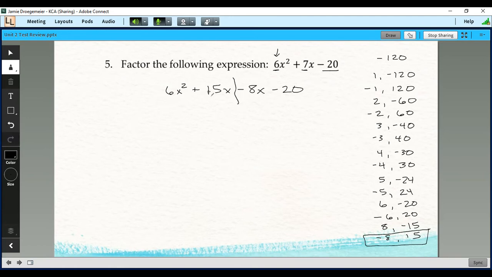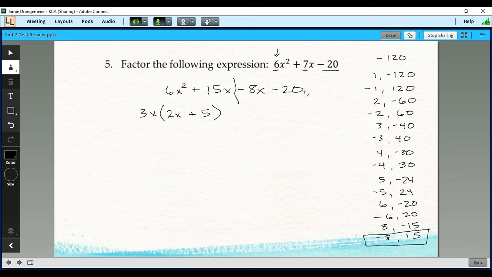So 6x squared plus 15x, the greatest common factor here: 6 and 15 are both divisible by 3, so I can factor out a 3, and then both of those have an x, so I could factor out a 3x, which would leave me with 2x plus 5 in the parentheses. 3x times 2x is 6x squared. 3x times 5 is 15x.